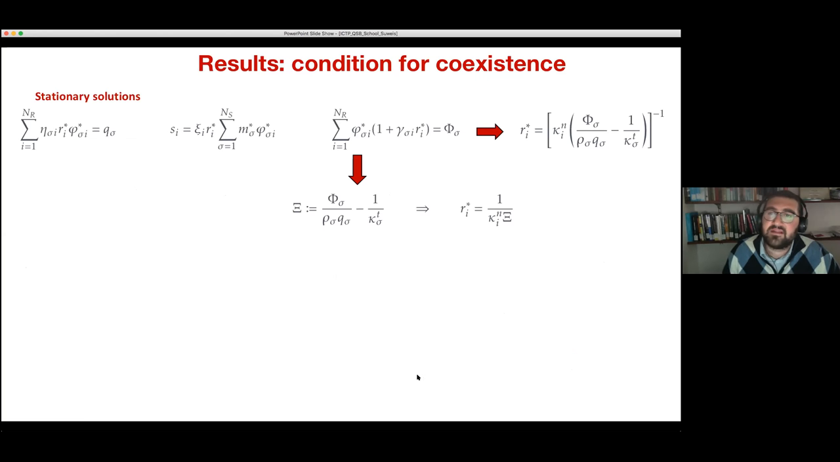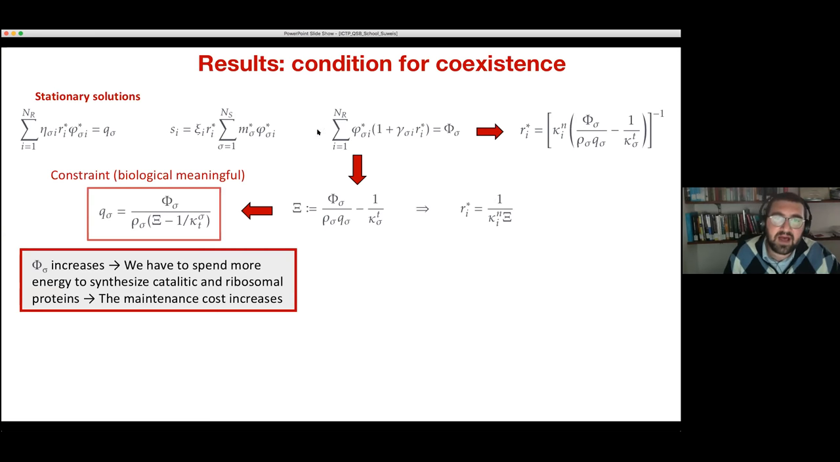And then you can write R star in this way. The biological constraint, a constraint that has a biological meaning, is that the maintenance cost is proportional to the total proteome allocation of the P sector. In this sense, if phi sigma increases, we have to spend more energy to synthesize catalytic and ribosomal protein, and therefore the maintenance cost increases. Okay, so this makes sense.